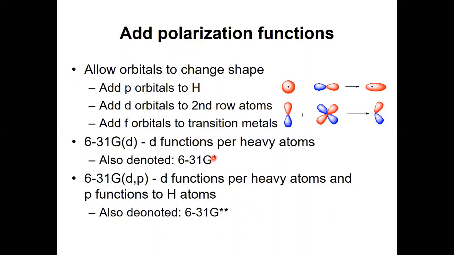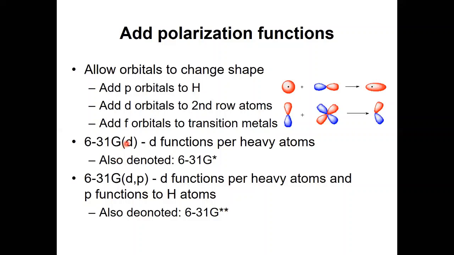It is usually expressed with a star or double star. If you use one star, you add it for heavy atoms only. If you use double stars, you add it for the heavy atoms and for hydrogen. Heavy atoms means all the atoms other than hydrogen. So the star means add polarization for all atoms except hydrogen, and double stars mean add polarization for all atoms, including hydrogen.